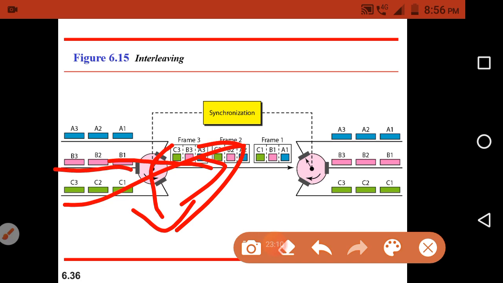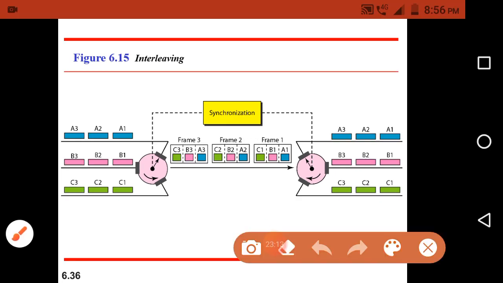Same thing at the receiver side. Every t seconds the switch will be open. First it will be open to the first connection, which now has the opportunity to receive the data unit from the path at that particular time. After that it opens to the second connection, which has the opportunity to receive the data unit from the path. Then it opens to the third connection, which can receive the data unit from the path. So at every t time each connection has the opportunity to receive a data unit.